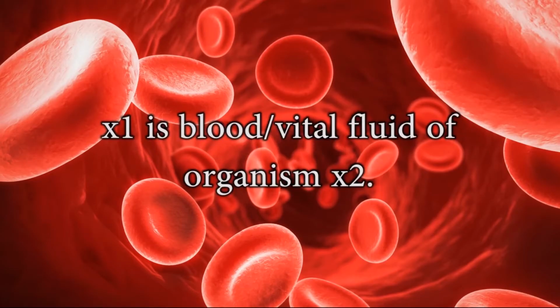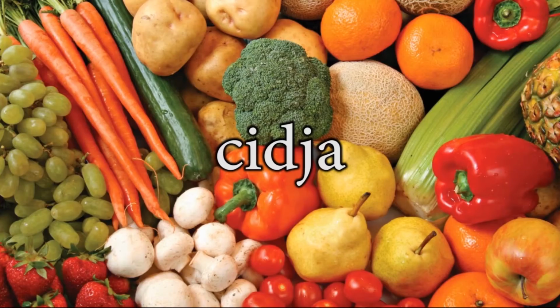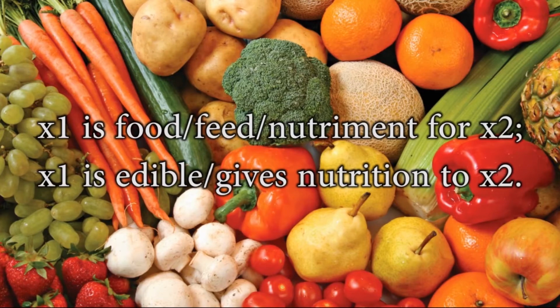Shiblu. X1 is blood or vital fluid of organism X2. Shishna. X1 is cyan, turquoise, or greenish blue. Shija. X1 is food, feed, or nutriment for X2. X1 is edible or gives nutrition to X2.